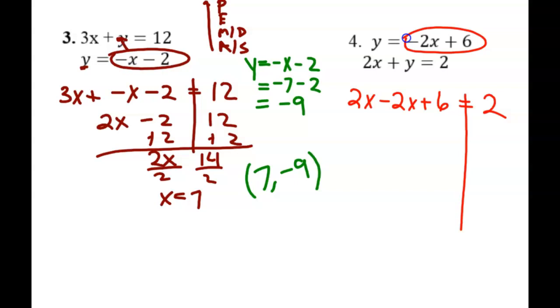Down. Down first, because my x's are on the same side. What's 2x plus negative 2x? 0. 2x plus negative 2x is 0. Rewrite my equation. What's 0 plus 6? 6.